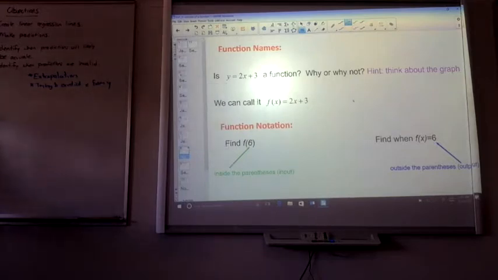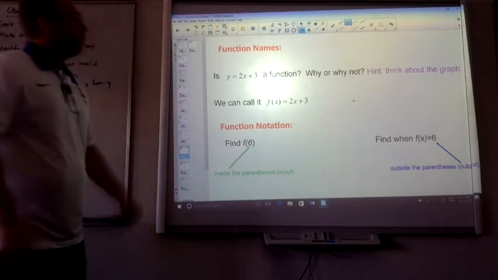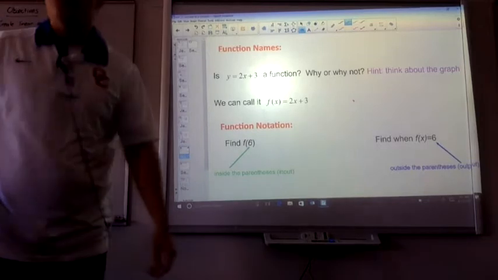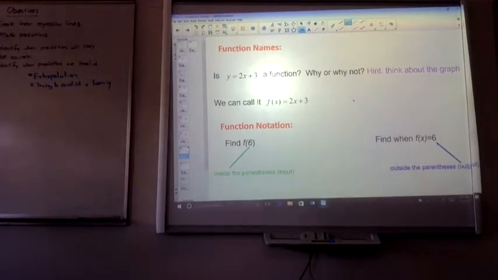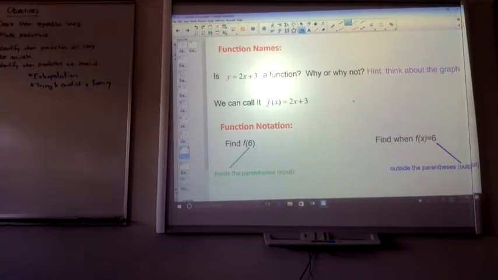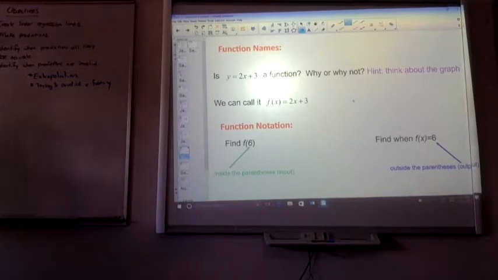Okay, is y equals 2x plus 3 a function? Why or why not? Ooh, think about the graph. What do you mean, think about the graph? Okay, so maybe we have some knowledge about how to graph a line. Maybe we've seen it before in other classes, maybe. So let's just think about this graph, okay?